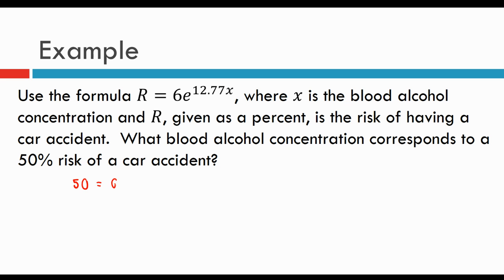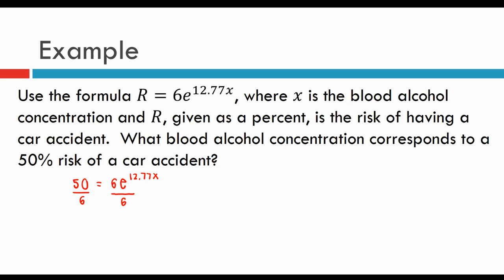So we can just say that 50 equals 6 times e to the 12.77x power. And so now we want to start solving for x. And so that's why it's important to know how to solve an equation dealing with a variable in the exponent. So remember, the first step that we're going to do is we want to isolate that base that has the exponent by itself. Because there is a 6 being multiplied by it, that's the first thing that we're going to move. So I'm going to divide both sides by 6.